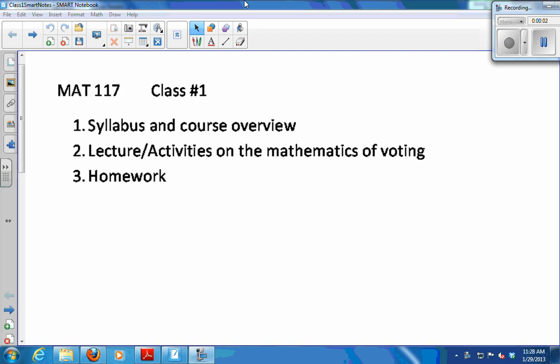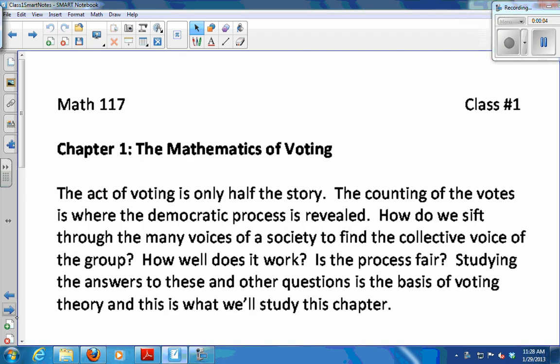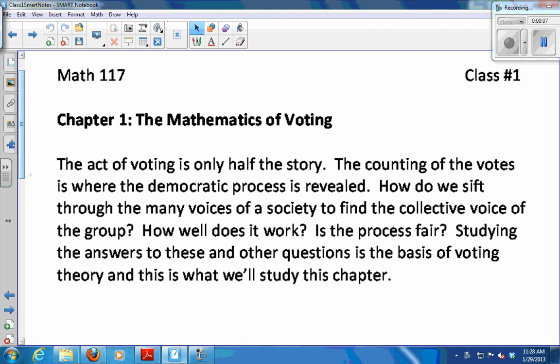Okay, so we'll jump into our first topic of voting, mathematics of voting. So the act of voting, heading into a voting booth and checking off your personal choice, is only half of how we make decisions as a society. The democratic process is really revealed in how we take all those individual opinions and come up with one collective decision. That is a mathematical process.